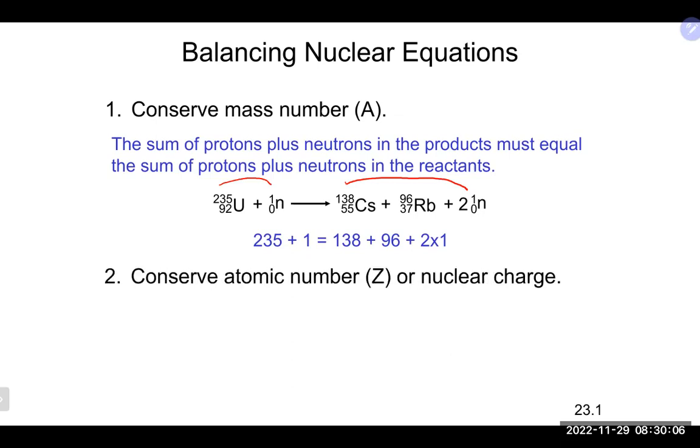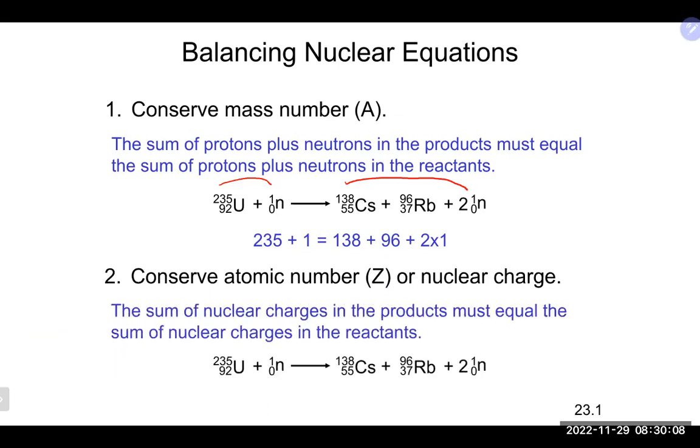We also need to basically do the same thing for the atomic numbers. So the numbers on the bottom here all need to add up to each other as well in order for this equation to be properly balanced. So 92 and 0 on the left is 92. And obviously there on the right, we got 55, 37, and 0. So that will get us 92 on the right.